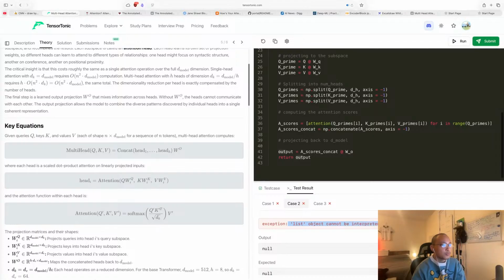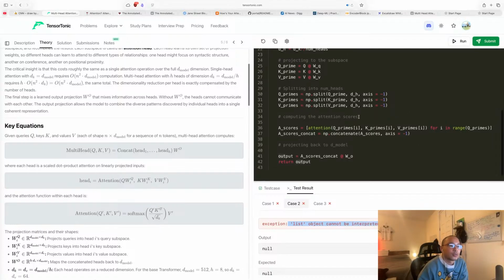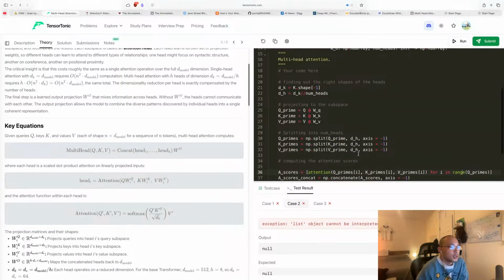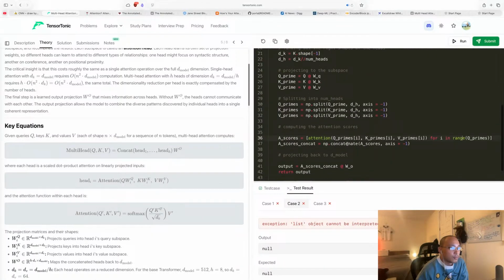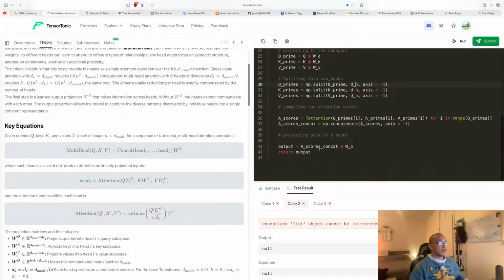List cannot be interpreted as an integer. Where is the integer coming from? You know what?